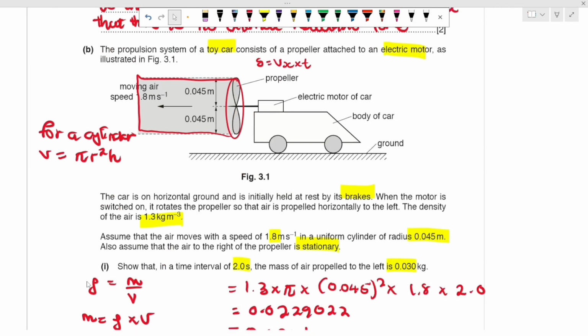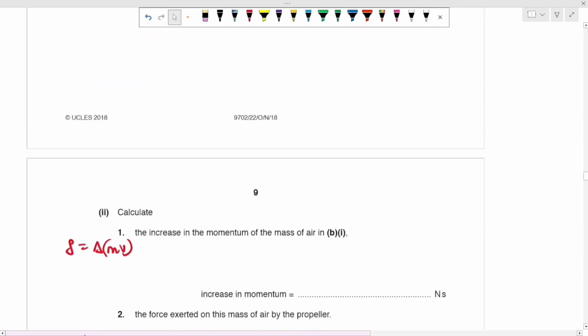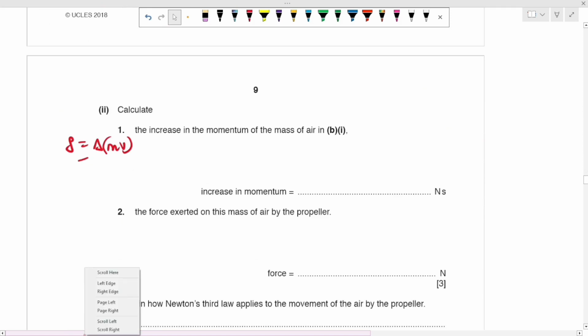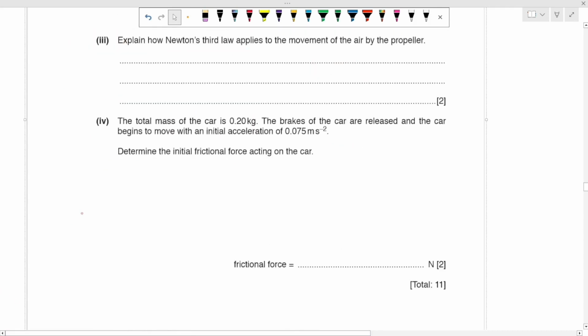When the propeller was off, there was no air. But when the propeller is now on, there's this whole mass of air. So you have a change in the mass. So it basically means that my momentum is contributed by my change in the mass times my velocity. What is my change in mass? Well, my change in mass is 0.030. What is my velocity? 1.8. So my increase in momentum would just be 0.054.